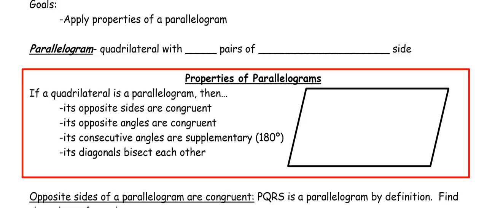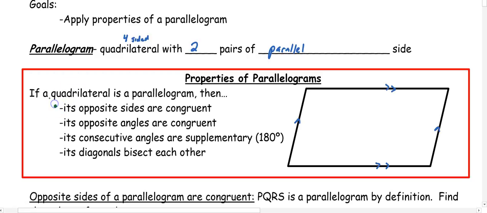This video is about applying the properties of a parallelogram. So remember that a parallelogram is a quadrilateral with two pairs of parallel sides. A quadrilateral, remember, means that it's a four-sided figure. So if a quadrilateral is a parallelogram, like we just said, we have two parallel sides, and remember that the little arrows represent parallel. And then we have a couple of other properties that follow.